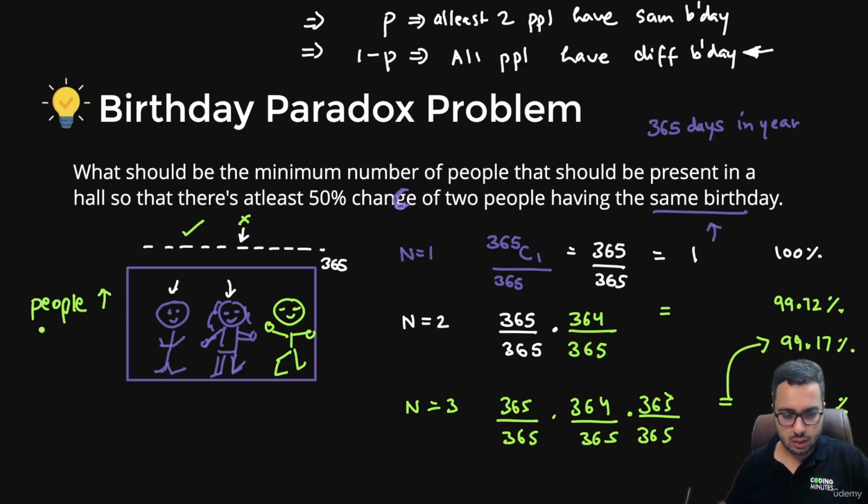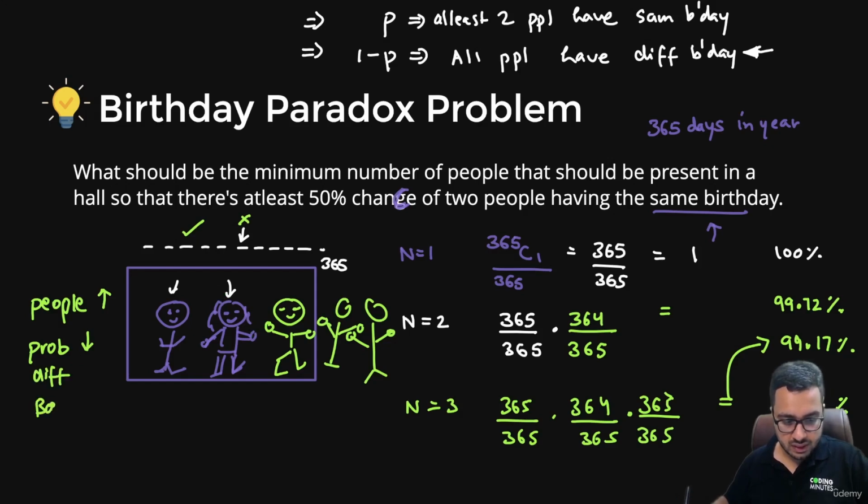as the number of people are increasing in the hall, the probability that they are having different birthdays is going to decrease, because as you keep on adding more people, the higher is the probability that they are going to have the same birthday. The probability of having different birthdays is decreasing, and the probability of having the same birthday is going to increase, because that is nothing but 1 minus p. The probability of having the same birthday is going to shoot up.